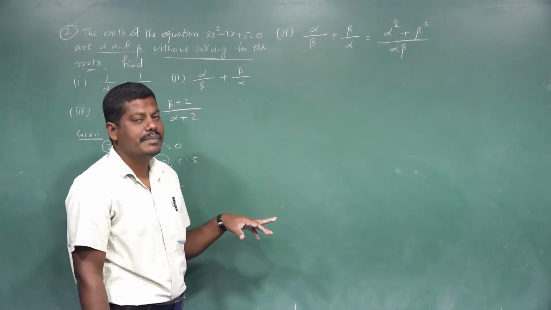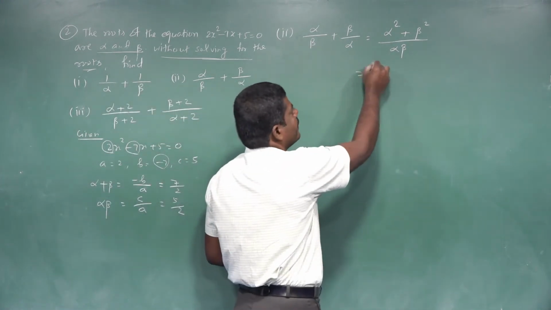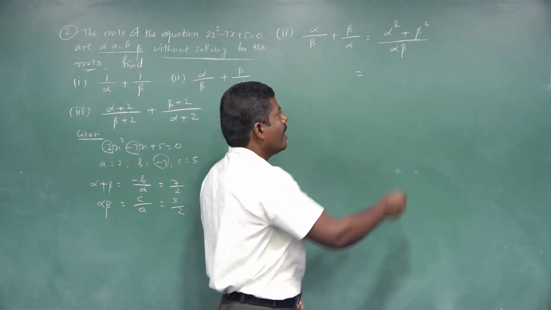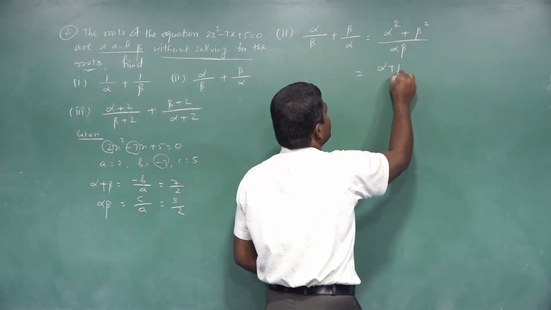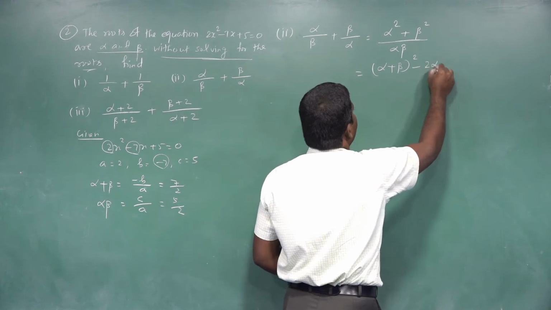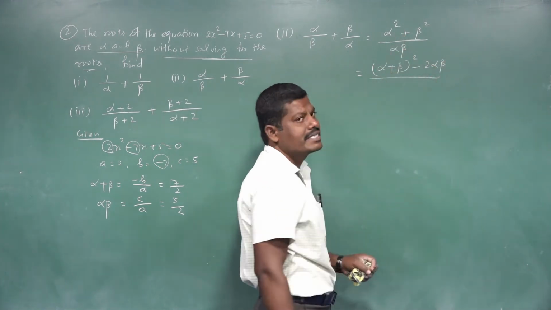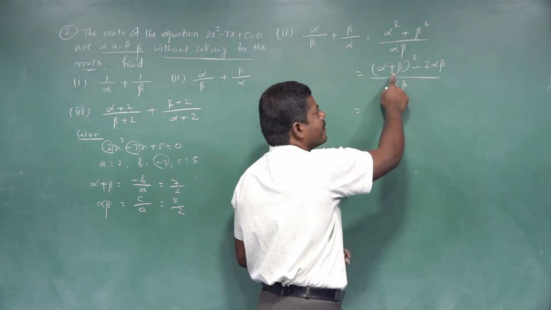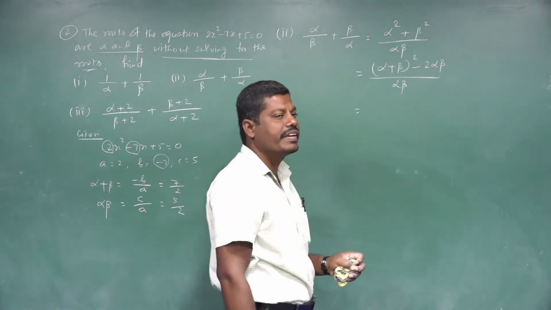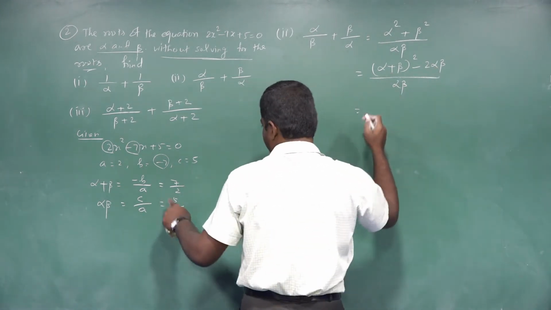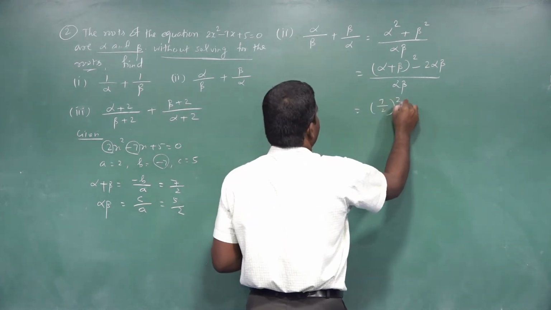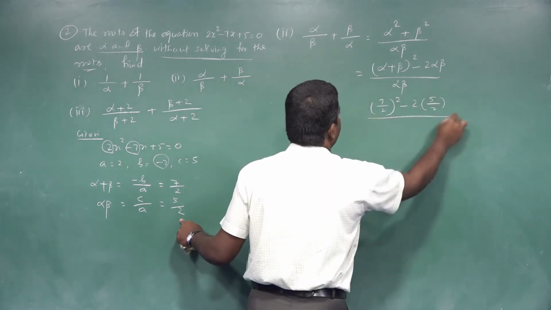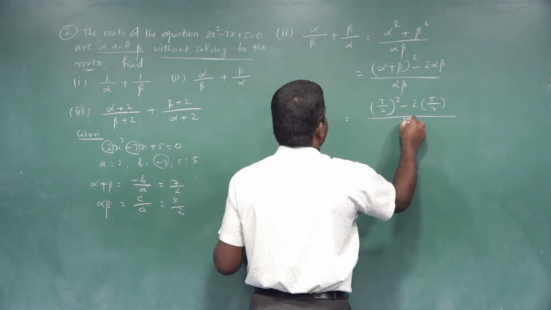But for alpha square plus beta square we have one formula. Alpha square plus beta square is nothing but alpha plus beta the whole square minus 2 alpha beta. This is the formula for alpha square plus beta square. The denominator is alpha beta. Now in the numerator, we know the alpha plus beta value and the alpha beta value, so we can substitute the values. Alpha plus beta is 7 divided by 2, the whole square, minus 2 into the alpha beta value 5 divided by 2, whole divided by the alpha beta value, again 5 divided by 2.